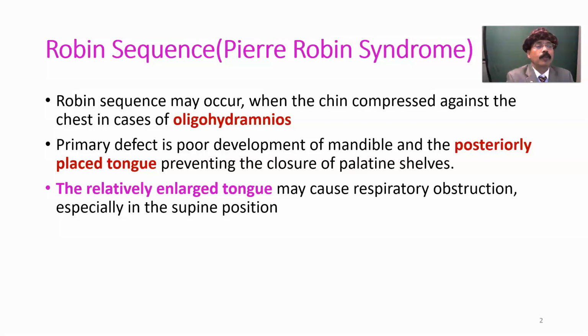The palatine shelves would be unable to contact together, so the arch-like palate will not be produced. Because of the flexion of the neck, especially in case of oligohydramnios, this is one of the mechanisms for cleft palate in Robin sequence. The tongue obstructs the two palatine shelves from joining horizontally in an arch-like fashion. The relatively large tongue may cause respiratory obstruction, especially in supine position.